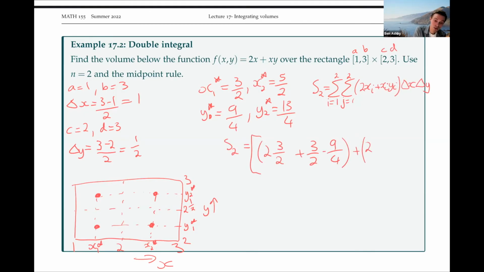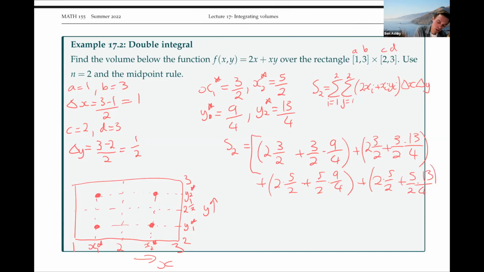So we end up with 2 times by 3 over 2 plus 3 over 2 times by 13 over 4, plus 2 times by 5 over 2 plus 5 over 2 times 9 over 4, plus 2 times by 5 over 2 plus 5 over 2 times by 13 over 4. So that gives us our function bit, and then we need to multiply this by our base and our height. Remember our delta x, which is part of our base, is 1, and our delta y, the other part, is a half. So you have this times by 1 times by a half.